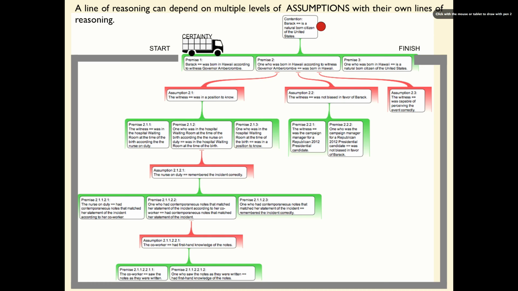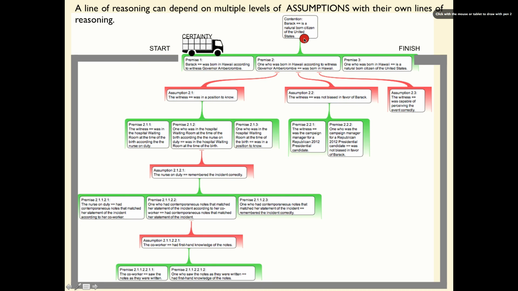So that supports our contention that Barack is a natural-born citizen of the United States, because we have our reasoning in a transitive arrangement. So we can make the assumption by transitivity that Barack is a natural-born citizen of the United States. But premise 2, just hypothetically here, depends on 3 assumptions. Remember, this is a reliability of a source type of premise where you have a witness. So one of the assumptions is that the witness was in a position to know, and the witness was not biased in favor of Barack. And the third assumption is the witness was capable of perceiving the event correctly.